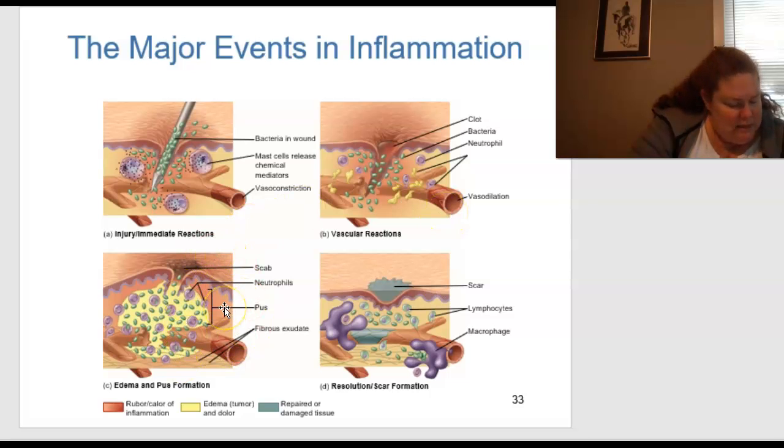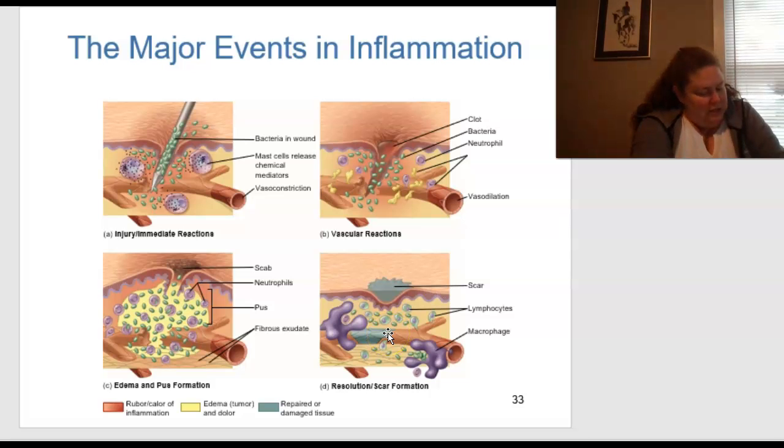For C, this is edema and pus formation. This is the collection of fluid with edema or swelling, and this is when we have the infiltration by neutrophils and the formation of pus. Then down here in D, you have the resolution and scar formation, and this is when we have our macrophages, the lymphocytes, and the fibroblasts that are going to migrate in, initiate the immune response, and repair the injury. It's going to cause potential scarring and loss of normal tissue. Those are going to be your major events in inflammation.